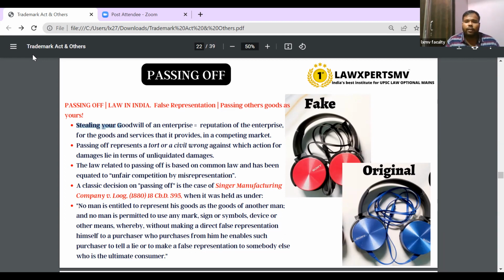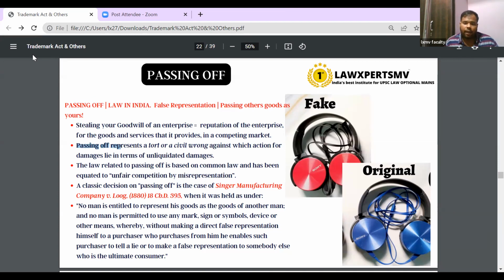Why is some person making a fake of a particular genuine product? He wants to acquire some profit by using your goodwill. So if you are the manufacturer Sony, and somebody is manufacturing a fake product, they are stealing your goodwill, because the goodwill is already there, and they are simply producing these fake headphones so that they can steal your reputation or your goodwill. So as I just told you, passing off is a kind of tort law remedy, and it is based on the common law. It is not based on the statutory law.